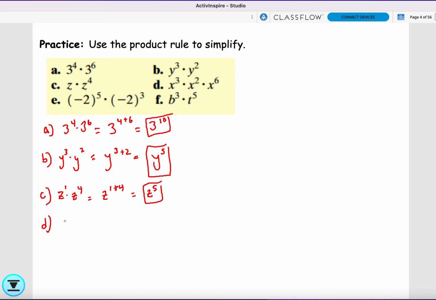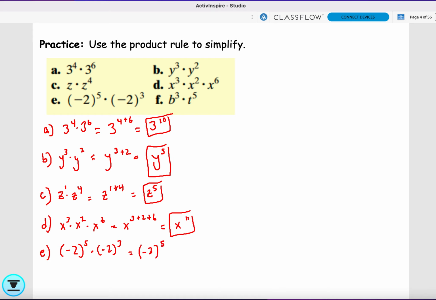D. It's x cubed times x squared times x to the 6. We know we're just going to add the exponents. 3 plus 2 plus 6, which is just 11. Negative 2 to the 5th times negative 2 to the 3rd. So negative 2 is the base, and then we just add the exponents. So then it'll be negative 2 to the 8th power.